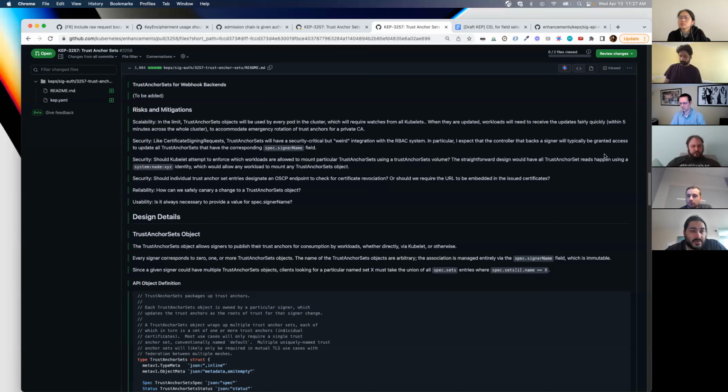Security, should an individual trust anchor set designate an OCSP endpoint to check for certificate revocation, or should we require that URL to be embedded in the issued certificate? Yeah, so I think this is what you were mentioning about revocation, right, Mo? It's kind of down to the choice of, inside the trust anchor set, do we tell workloads, hey, this is the OCSP URL you can go to check on revocation of certificates? Or do we require the standard but poorly supported, I think, X509 mechanism where you embed the revocation endpoint in the certificate?